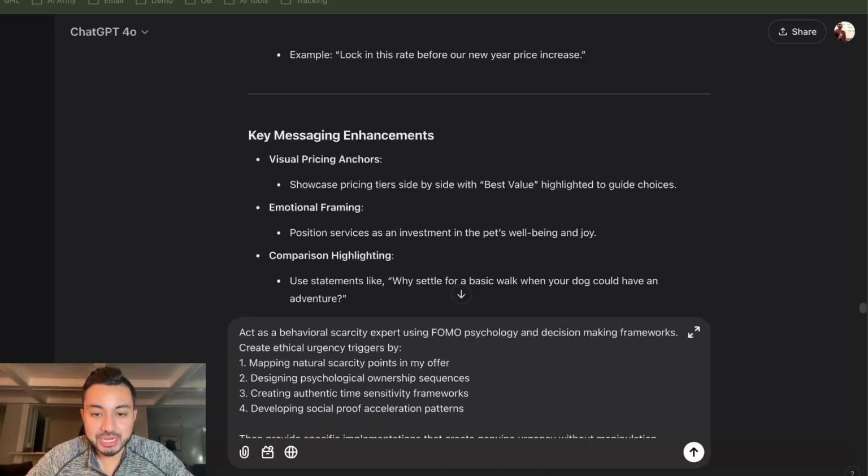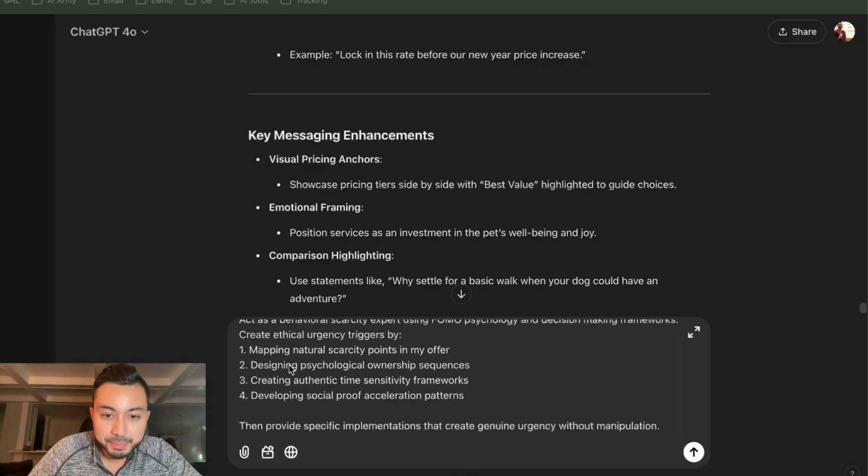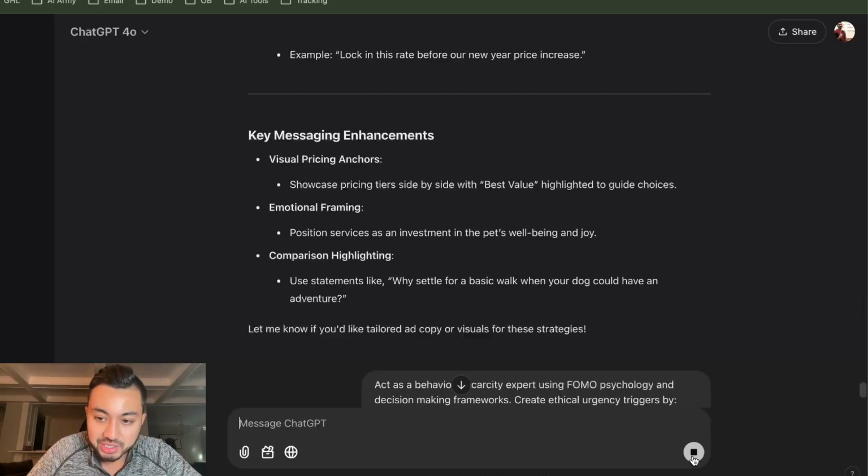This last one's going to help you create genuine urgency without sounding like a sleazy old salesperson. And so here's the prompt: act as a behavioral scarcity expert using FOMO psychology and decision-making frameworks. Create ethical urgency triggers by mapping natural scarcity points in my offer, designing psychological ownership sequences, creating authentic time sensitivity frameworks, and developing social proof acceleration patterns. Then provide specific implementations that create genuine urgency without manipulation. Let's send it to ChatGPT.